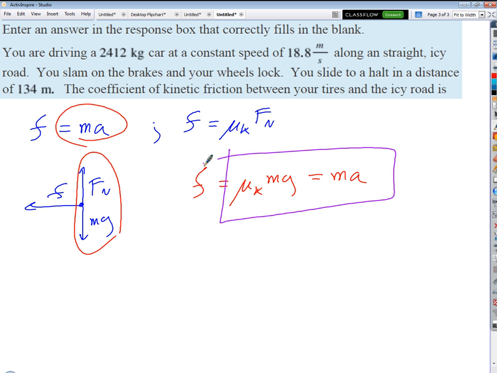I'm sorry, where did you get the mg from? Because normal force is equal to mg here. Okay, gotcha. The road's pushing up on the car just as hard as the car's pushing down on the road, okay? Make sense? How do we know when this means? Okay, well, that's what we're trying to find.